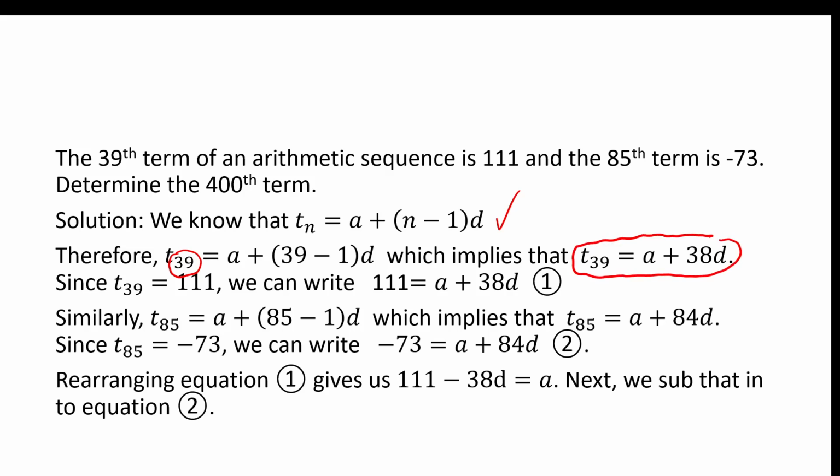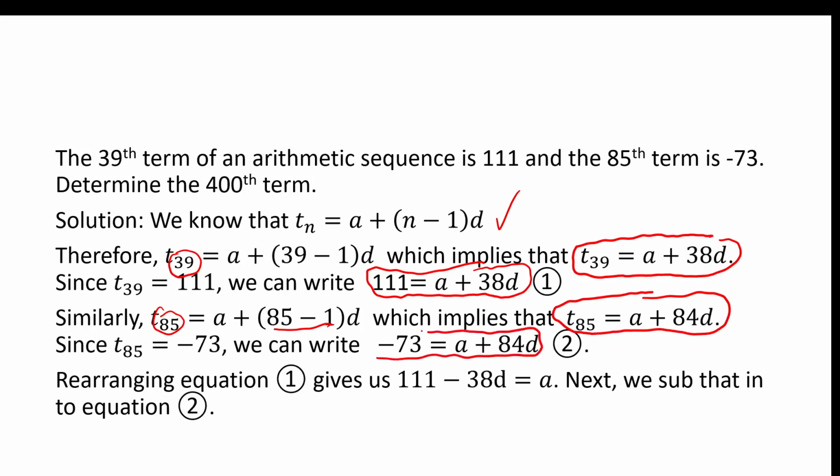Since the 39th term is 111, we can say that 111 is equal to A plus 38 times D. Following a very similar process, we know the 85th term will be A plus 85 minus 1 times D, meaning the 85th term is A plus 84D. But we know the 85th term to be negative 73, so negative 73 equals A plus 84D.